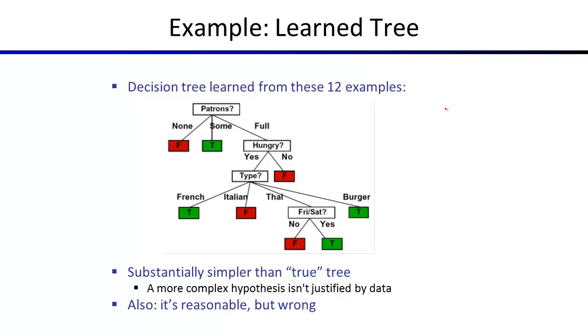Is this correct? Is this the real pattern that we want to recover? It's hard to say. We just had about, in this case, 12 examples. That's not a whole lot of training data. This is learning a reasonably extensive tree. Maybe it's overfitting to the data.